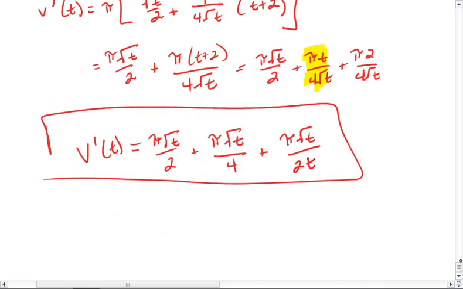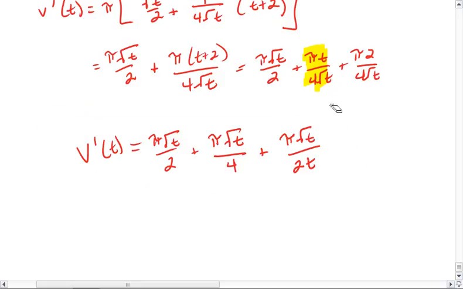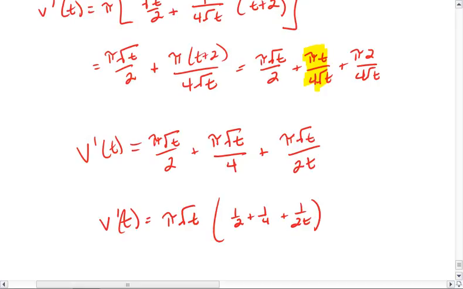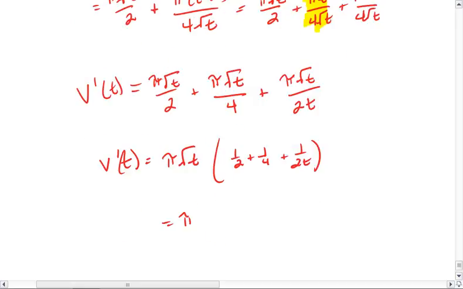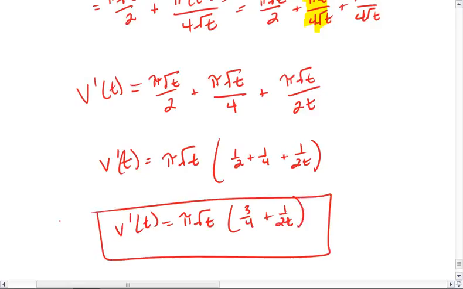If we want to, we actually realize that all the numerators are pi times root t. So we can take out the pi root t, leaving us with 1/2 plus 1/4 plus 1 over 2t, which actually gives us pi root t times 3/4 plus 1 over 2t. And that is a much prettier answer for v prime of t.